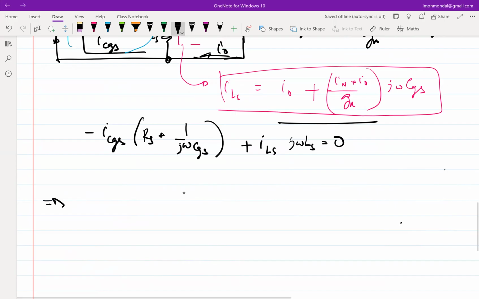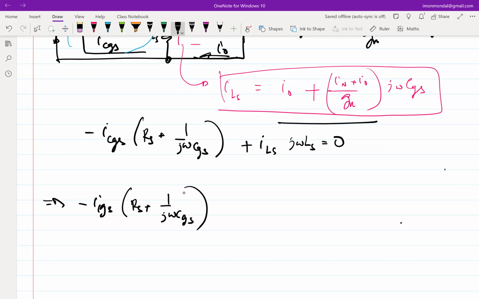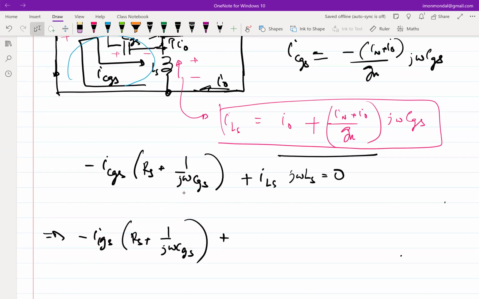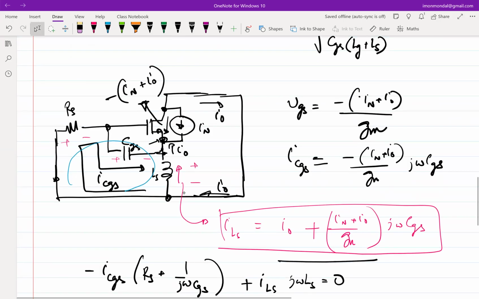Okay. So minus ICGS times RS plus 1 by J omega CGS plus things wrong. I messed up somewhere badly. Where did I mess up?